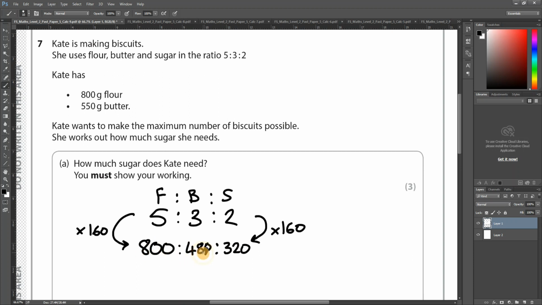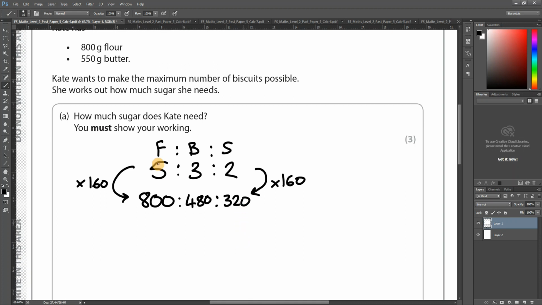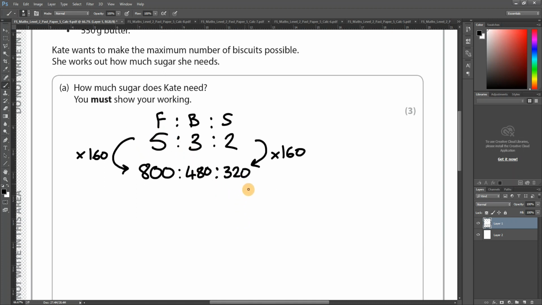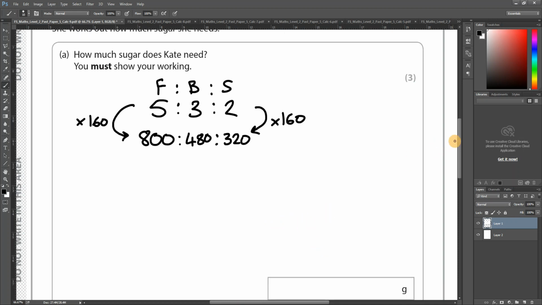This is the maximum amount of butter she will need, and this is the maximum amount of sugar she will need as well. So your answer, because it's asking just for the sugar, we put 320 grams for the sugar, which is here.